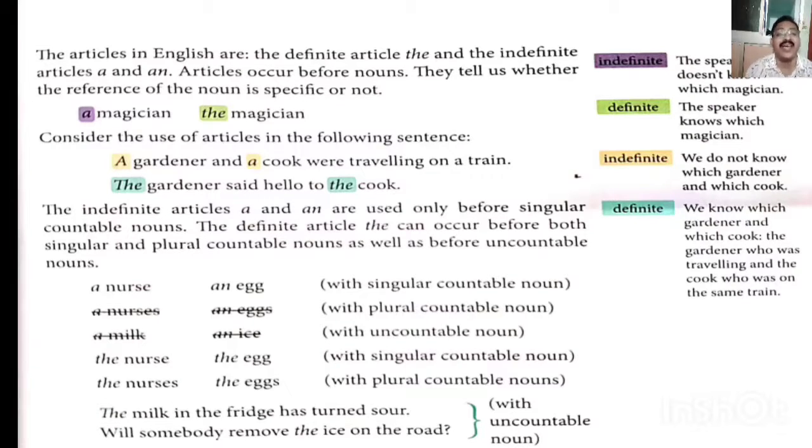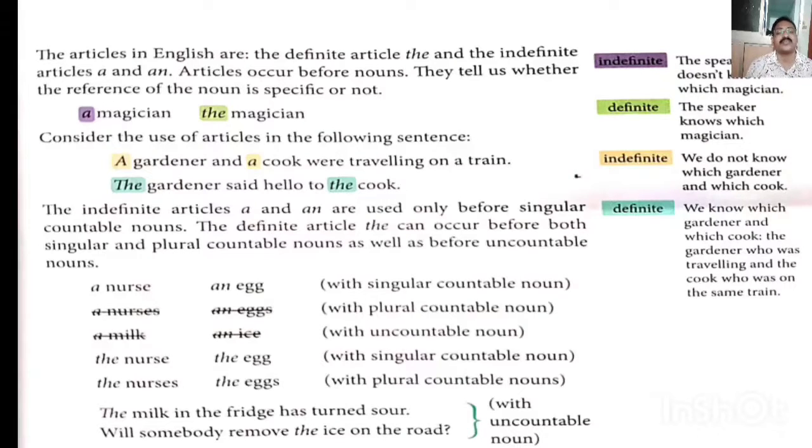But the is generally used before countable as well as uncountable nouns. You can see the nuts, the egg, it is written. Here the milk also you can write, but nuts and egg are countable. Nuts is plural, the is used. Egg is singular, the is used. Means the is used for singular as well as plural countable nouns.